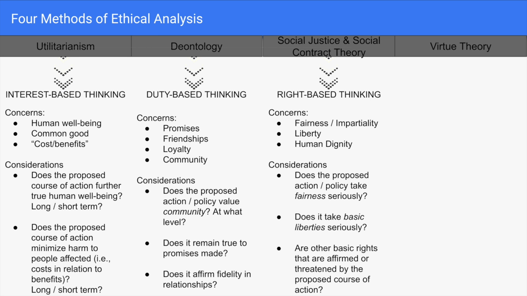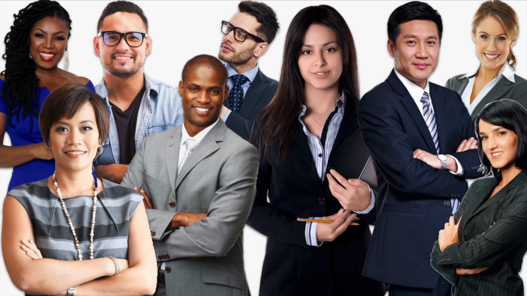When applying rights-based thinking to resolve ethical dilemmas, we consider whether a proposed action or policy takes fairness seriously, whether it takes basic liberties seriously, and whether there are other basic rights that are affirmed or threatened by the proposed course of action. Other illustrations of rights-based thinking include debates about diversity in the workforce, including gender and race, rights of employees not to be discriminated against on the basis of religion, rights of citizens against cigarette advertisements to minors. Those are often rooted in rights-based thinking.